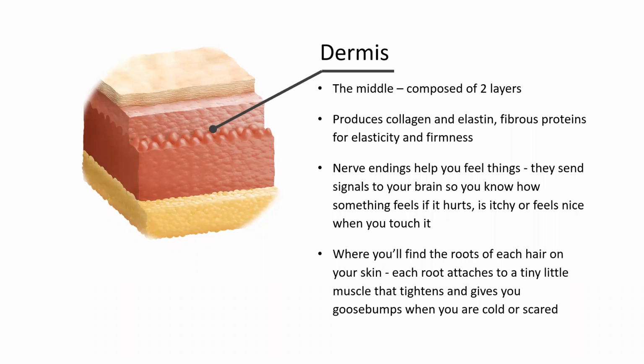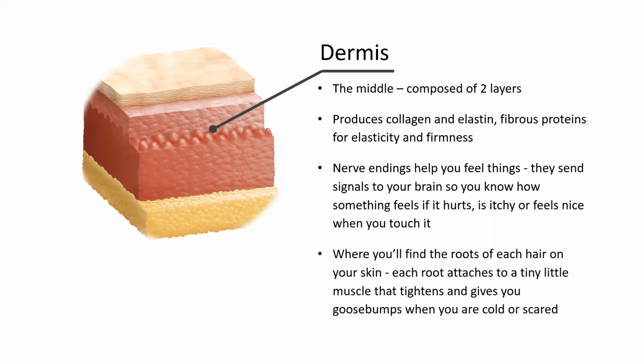Your dermis also has nerve endings. This is where all of the nerve endings live, and this is what helps you to feel things. Those nerve endings are what send signals to your brain so that you know if something hurts, if it's itchy, if it feels great when you touch it. Isn't that interesting that all of those nerve endings are actually in the second layer of your skin, in the dermis?